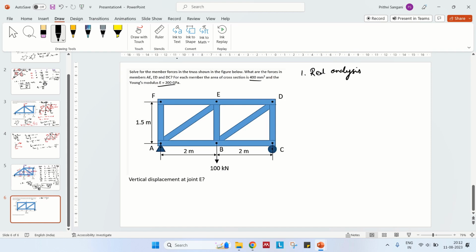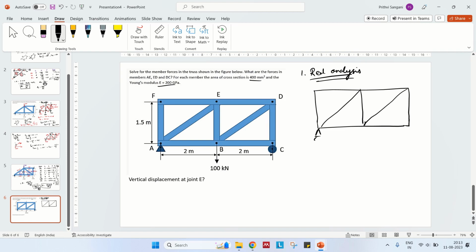Maybe you can start solving and keep giving me the answers, so that I can skip those steps. So you have support A, C, this is A and C, B, D, E, and F. So this is 1.5 and 1.5 and 2.